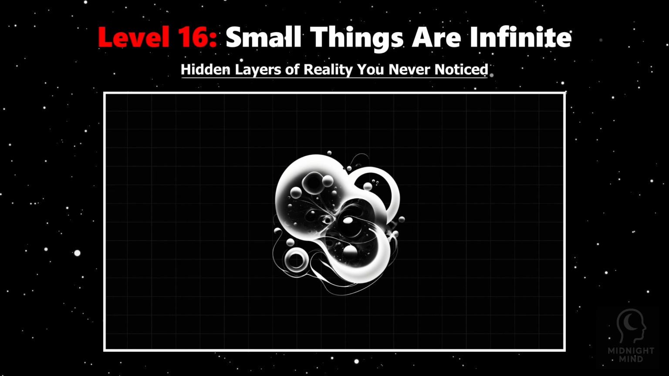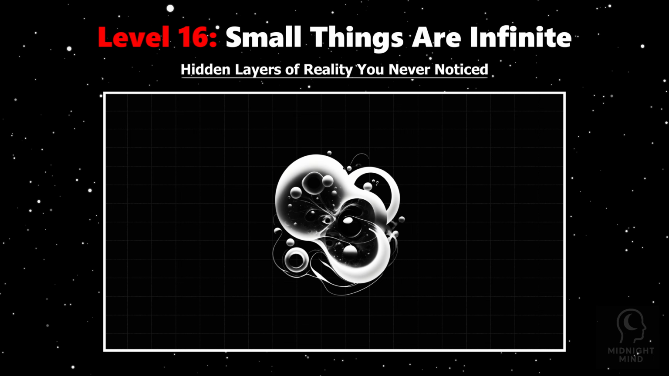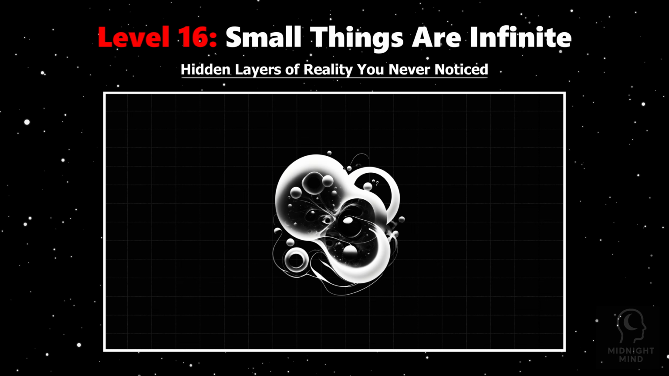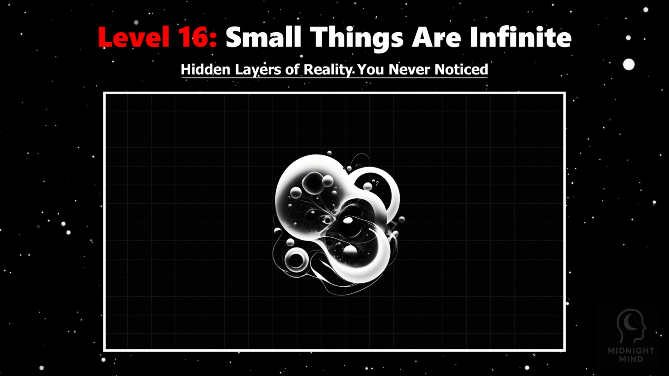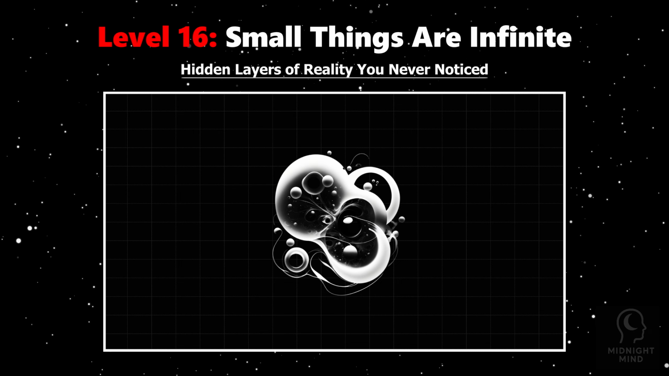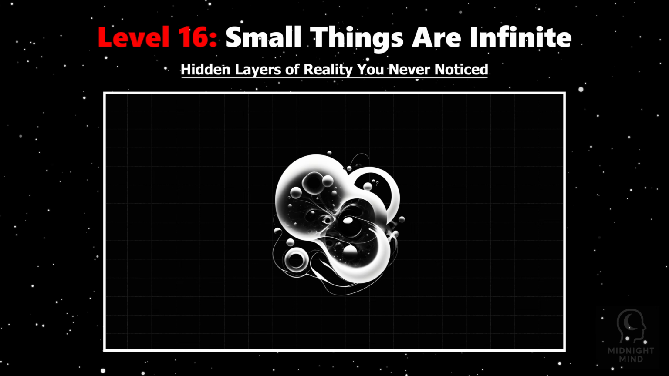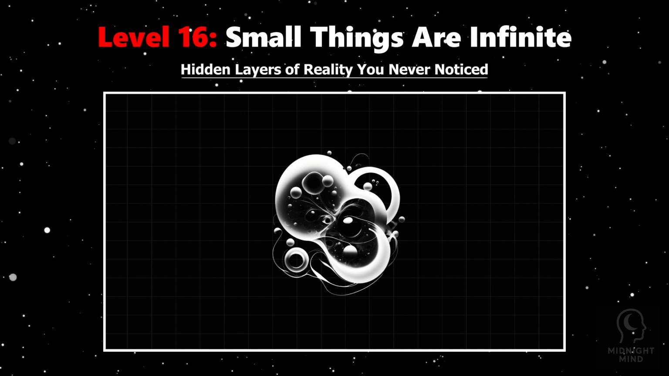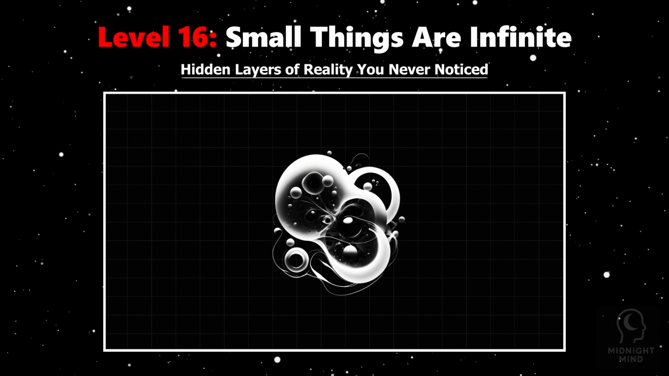Science tells us that atoms, the building blocks of everything, are mostly empty space. Their electrons do not orbit like planets, but exist as probability clouds, regions where these particles are likely to be found. You can never pinpoint an electron's exact location. You can only calculate the chance of its presence somewhere around the nucleus. This fundamental uncertainty means that matter is never truly solid, but a shimmering field of potential.